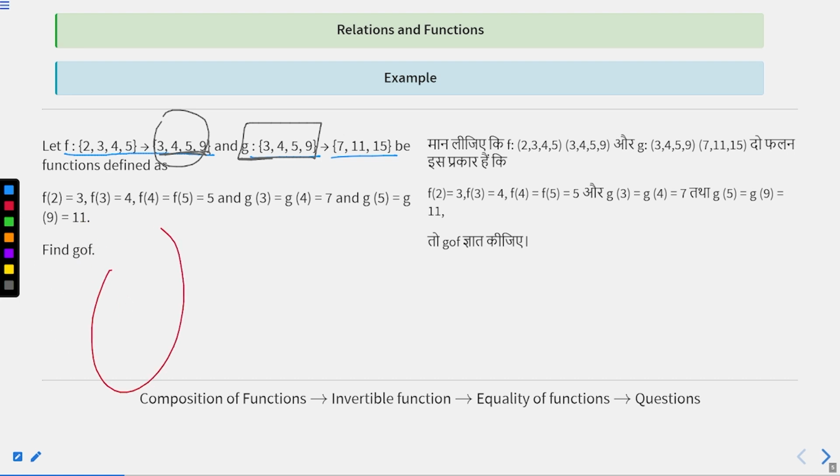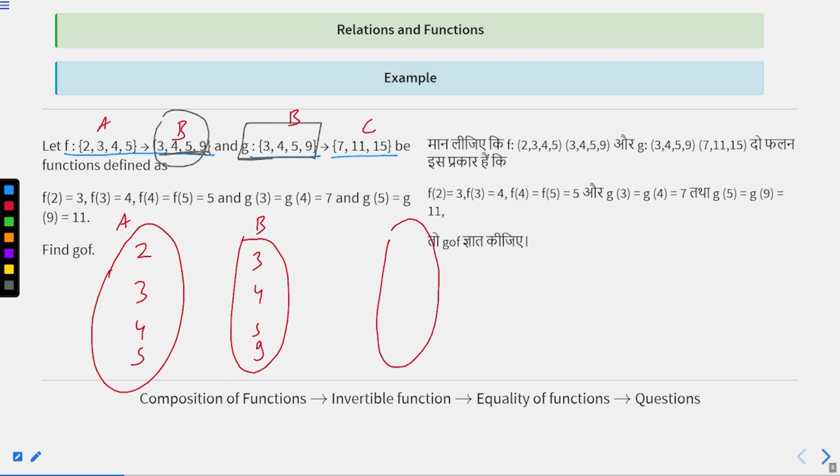Okay, so this is my set A, this is my set B, this is my set C. Set A is 2, 3, 4, 5. Set B is 3, 4, 5, 9. And set C, if you can observe, is 7, 11 and 15.